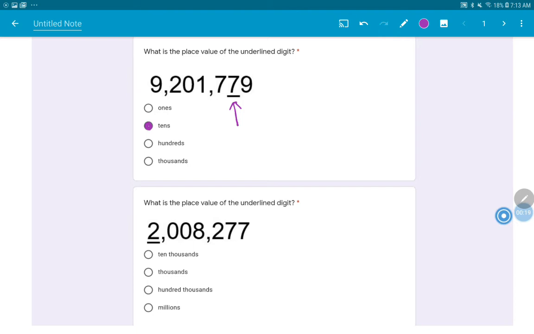The next question also asks you to find the place value of the underlined digit. In this one we have a digit 2. So if I start from my smallest unit, which is the ones, there's my ones, tens, and hundreds, thousands, 10,000s, 100,000s. So the next place value will be the millions.